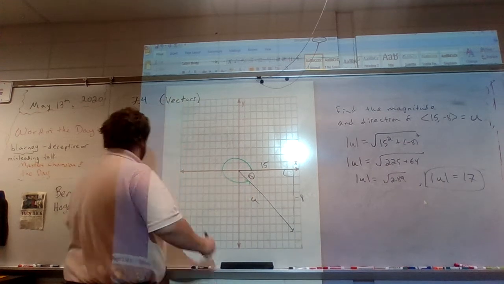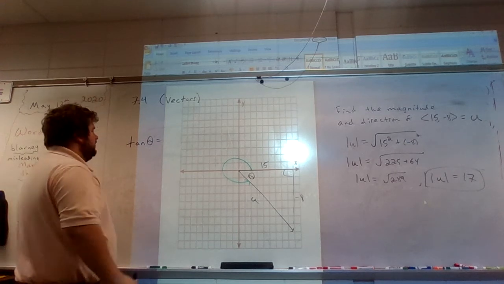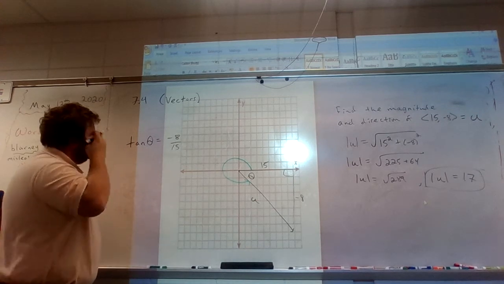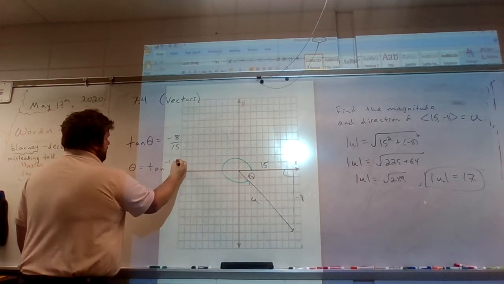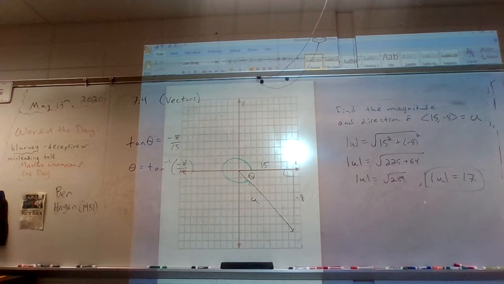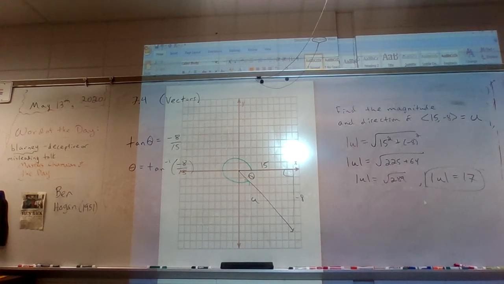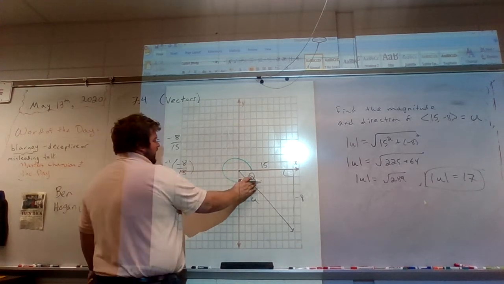So I know that the tangent of theta is, say, -8 over 15. And in order to find that angle theta, I'm just going to do the tangent inverse of this. Okay. So when you do that, you want to make sure you're in degree mode if you've been in radians some of the time. And it's -28 degrees.